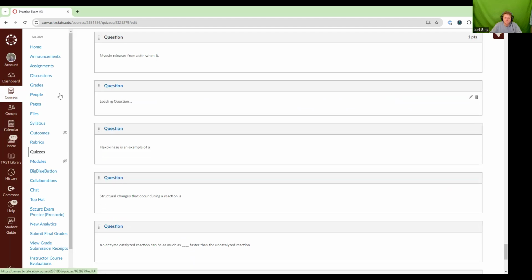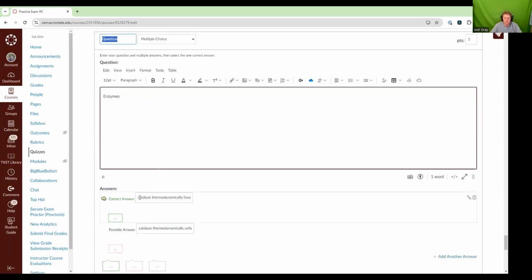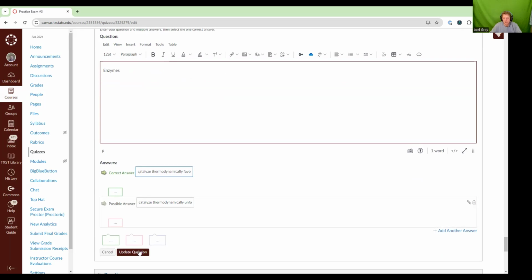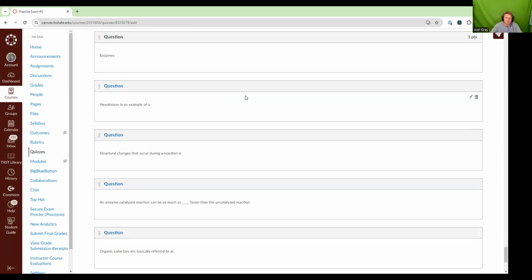Next up is enzymes. Enzymes catalyze thermodynamically favorable reactions. They catalyze thermodynamically unfavorable reactions. Now, that might be a tempting response, to say that it's catalyzing thermodynamically unfavorable reactions, but the correct answer is that enzymes catalyze thermodynamically favorable reactions. So the reactions that an enzyme is going to catalyze are going to be overall favorable. So think about what a question that pertains to enzymes would be.